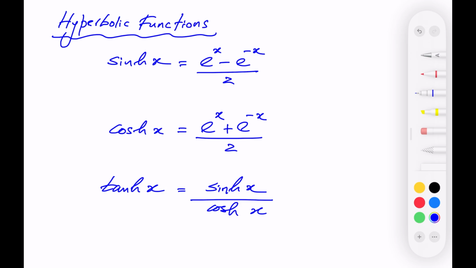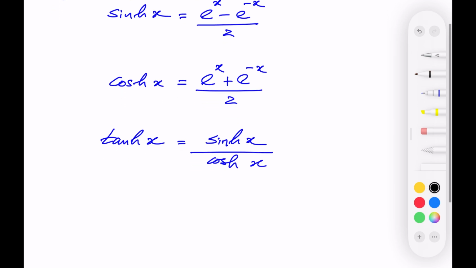These are the main 3 hyperbolic functions, but we can also define their reciprocal functions. So this is how the reciprocal functions are defined. We define a hyperbolic cosecant function, which is spelled as csch x. This is defined as 1 over sinh x, 1 over hyperbolic sine x.